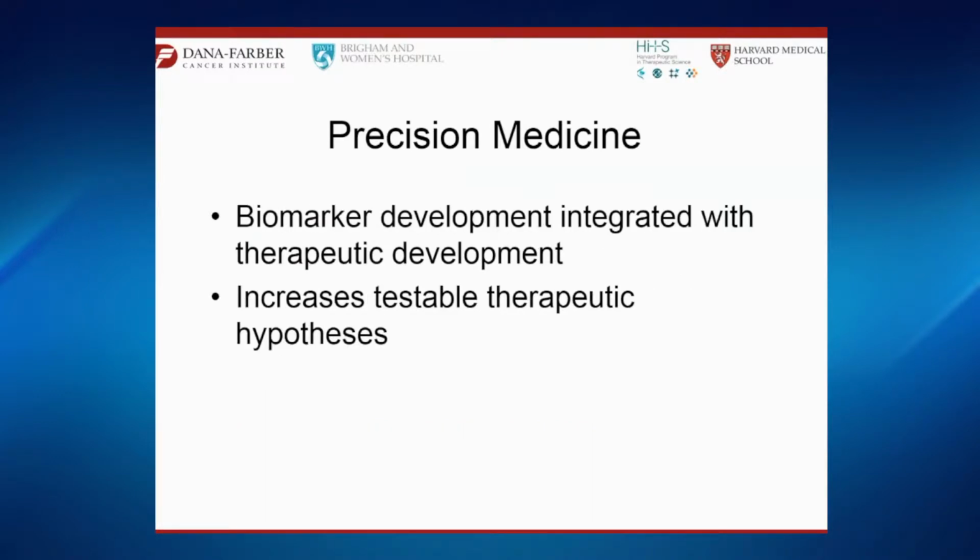And so for clinical trial development, what this means is that we need to develop the biomarkers and information about the biomarkers in parallel as developing information on the therapeutic, and it also increases the testable therapeutic hypotheses.